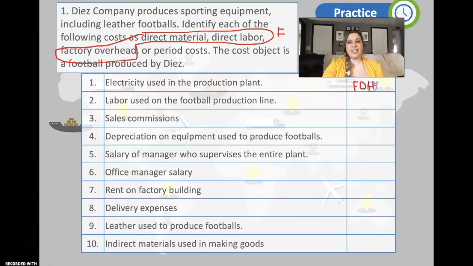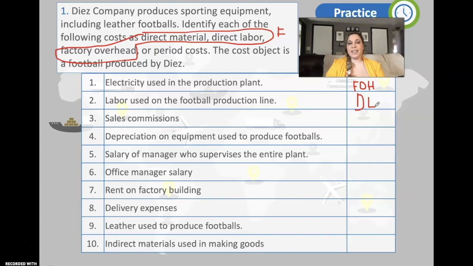Factory overhead. Okay. Number 2, labor used on football production line. Remember that labor doesn't always have to be direct labor. It depends if you're physically working on the product or not. Also, if it has to do with the factory or not. In this case, it does have to do with the factory because it's the production line. So what do you think it would be? It would be direct labor because you're actually working on the product. DL.